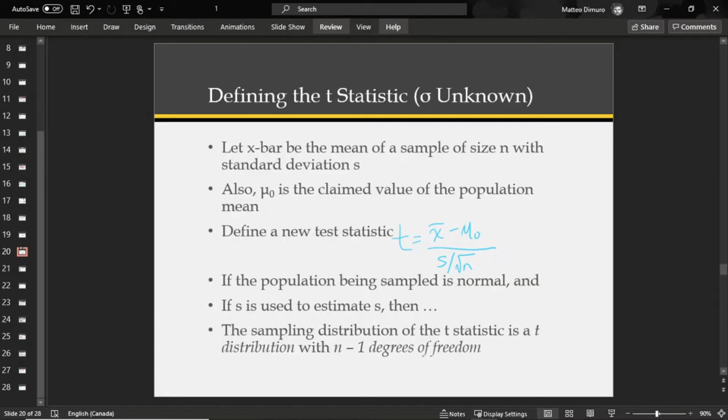If the population being sampled is normal, and if s is used to estimate the actual standard deviation, then the sampling distribution of the t-statistic is a t-distribution, and we have this thing called n-1 degrees of freedom. This is a correction factor.